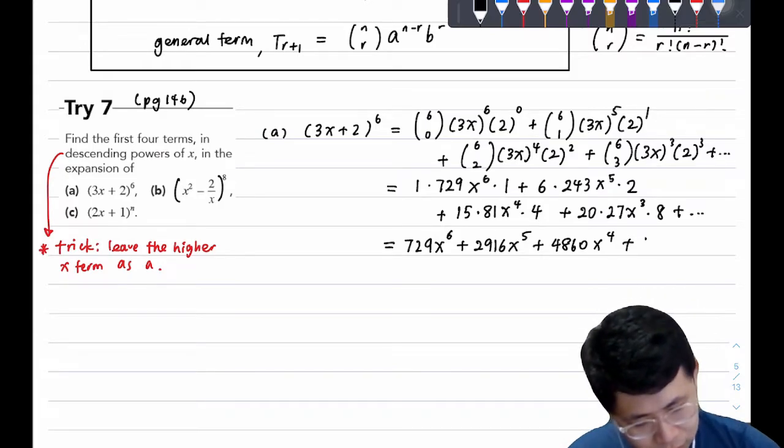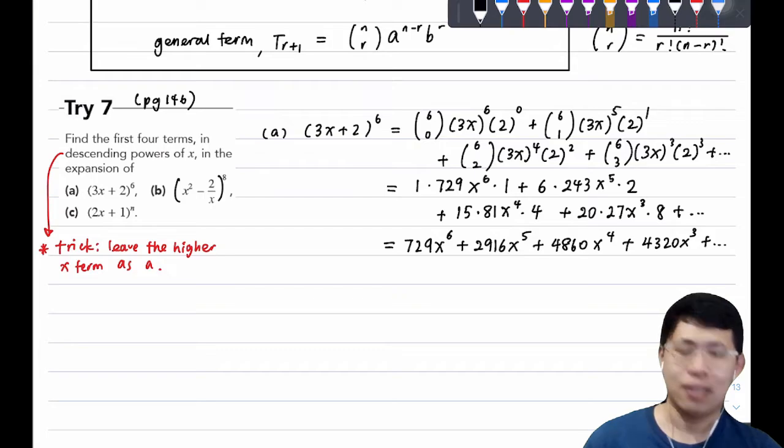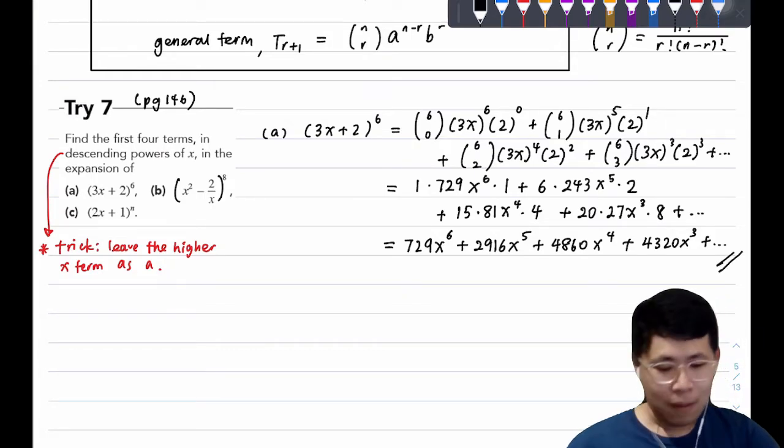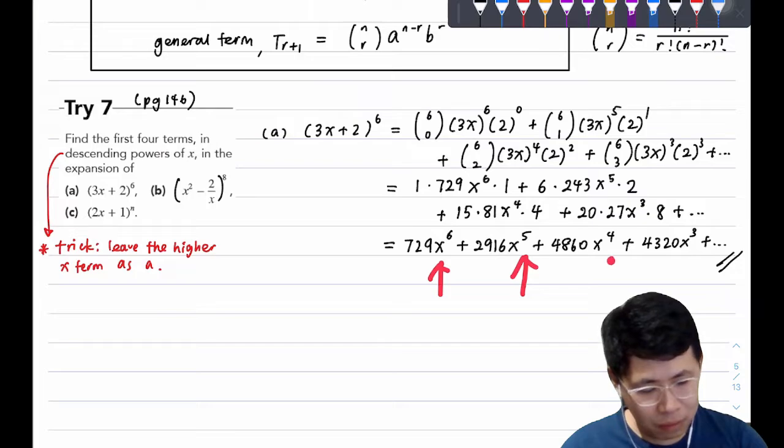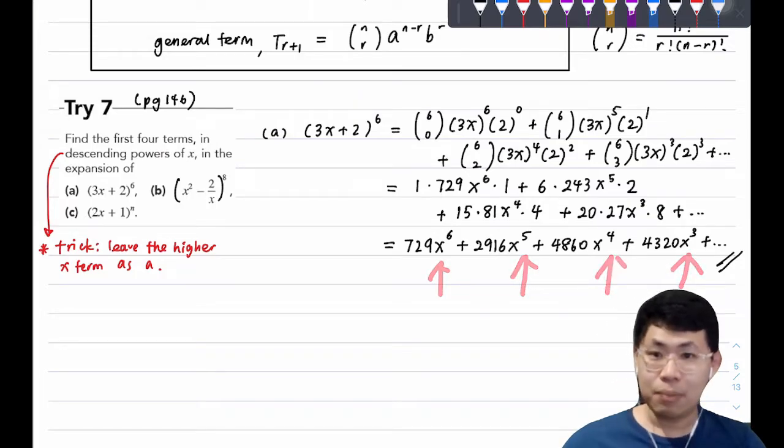So this one would be 4320 of x to the power of 3 plus this, plus the rest. So we are done already because we just need to expand until the first 4 terms. So we double check and see, we have 4 terms, right? And it is in descending powers of x. Do you see this? Descending powers of x.